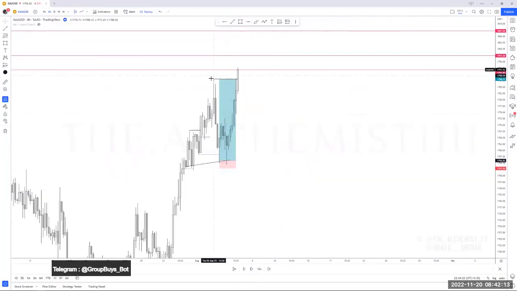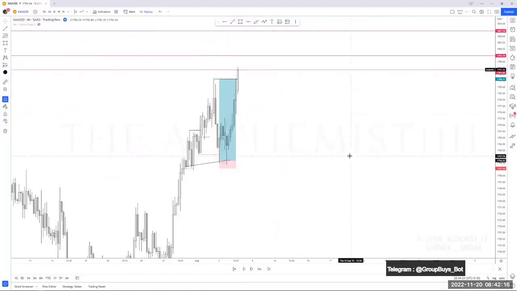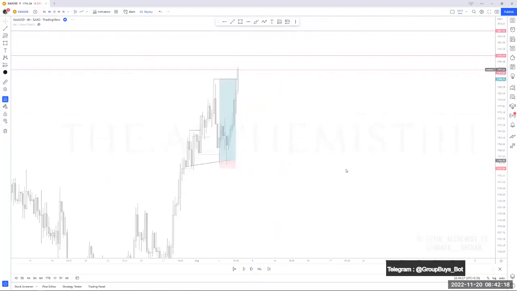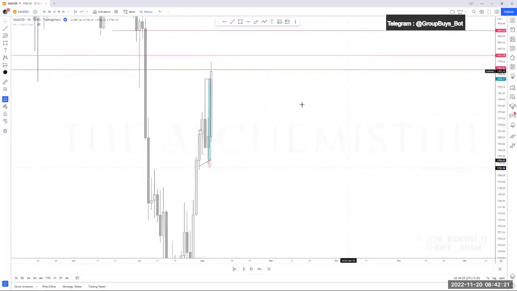Liquidity taken, structure broken. Now, if I go to the daily time frame, let's look for the point of interest. Yeah, we had two zones of interest.